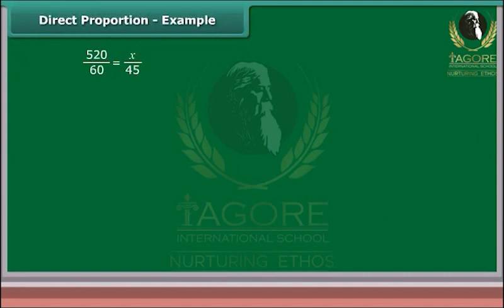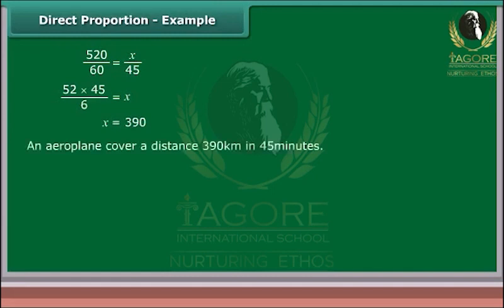520 upon 60 is equal to x upon 45. 52 into 45 upon 6 is equal to x. Therefore, x is equal to 390. An airplane covers a distance of 390 kilometers in 45 minutes.